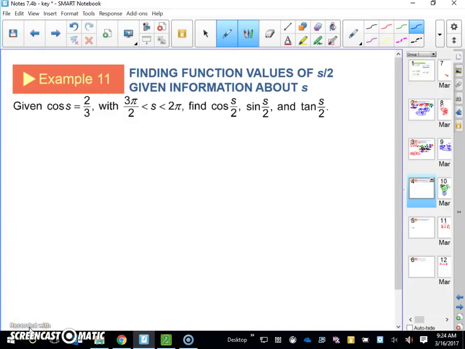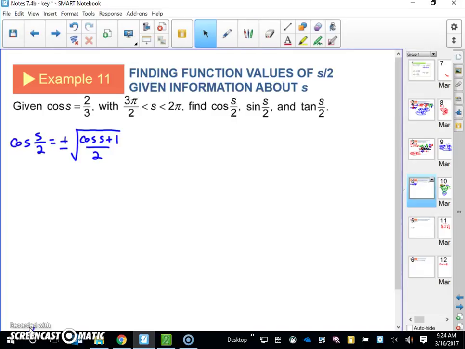Example 11 says given cosine s equals 2/3, and then they give you some information about where that angle is. Find cosine s over 2, sine s over 2, and tangent s over 2. We're finding some half angles, and there's one step in here that's kind of tricky. When you look at your cosine s over 2, let's do the first one. The half angle for cosine is going to be plus or minus the square root of cosine s plus 1 over 2.